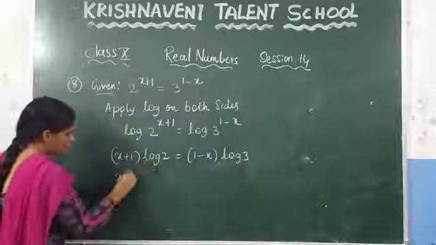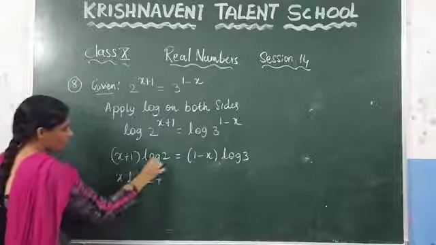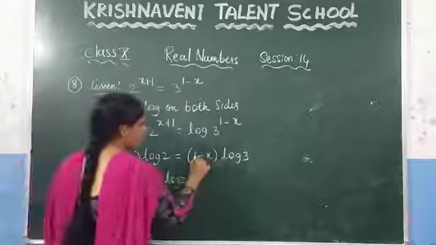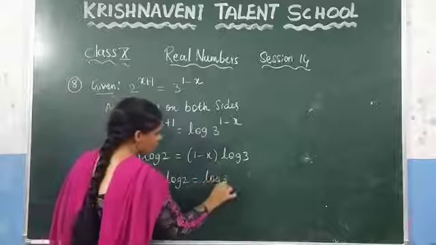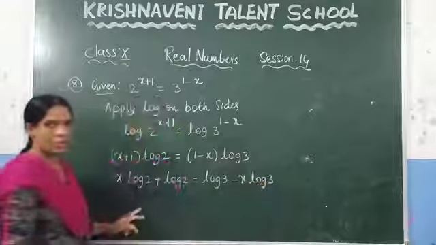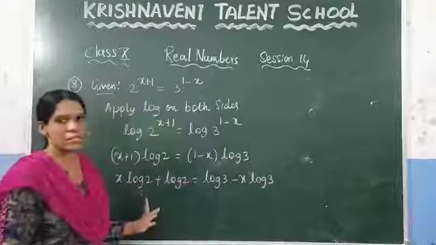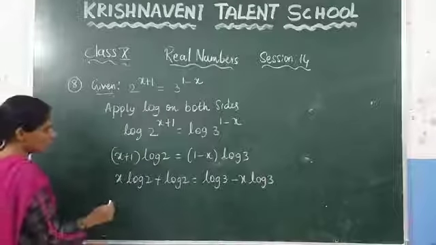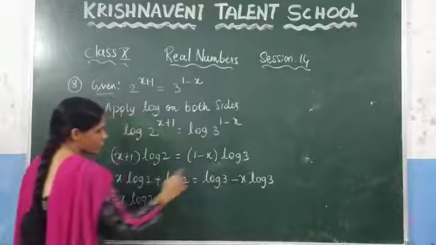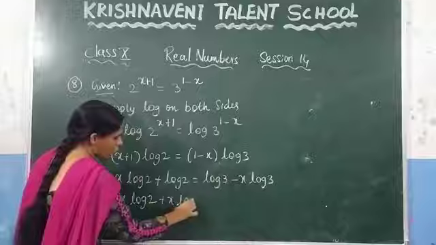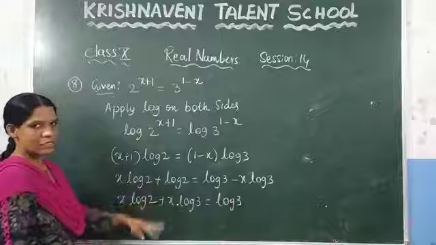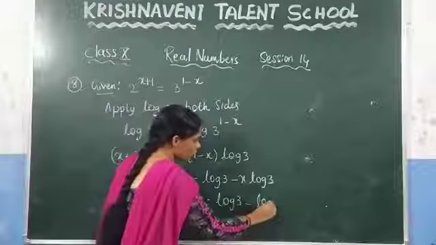x into log 2, which is x log 2, plus 1 into log 2, which is log 2. Now again multiply log 3 to these values. 1 into log 3, which is log 3, minus x into log 3, which is x log 3. Here you need to find the value of x. So take all the x values to one side and all the logarithms to the other side. So what will we get here? x log 2. If you take minus x log 3 to this side, it will become plus x log 3. And what is there here? Log 3. If you take plus log 2 to that side, it will become minus log 2.